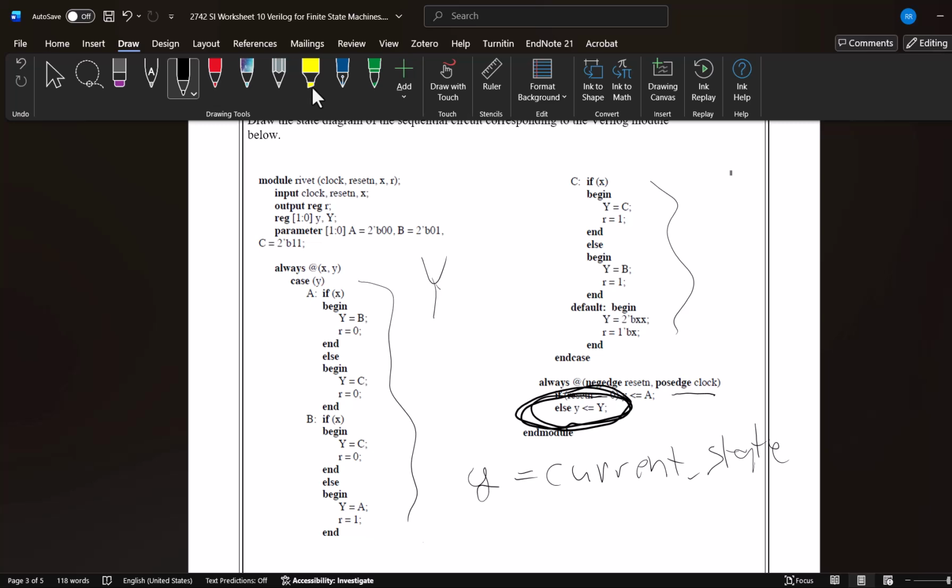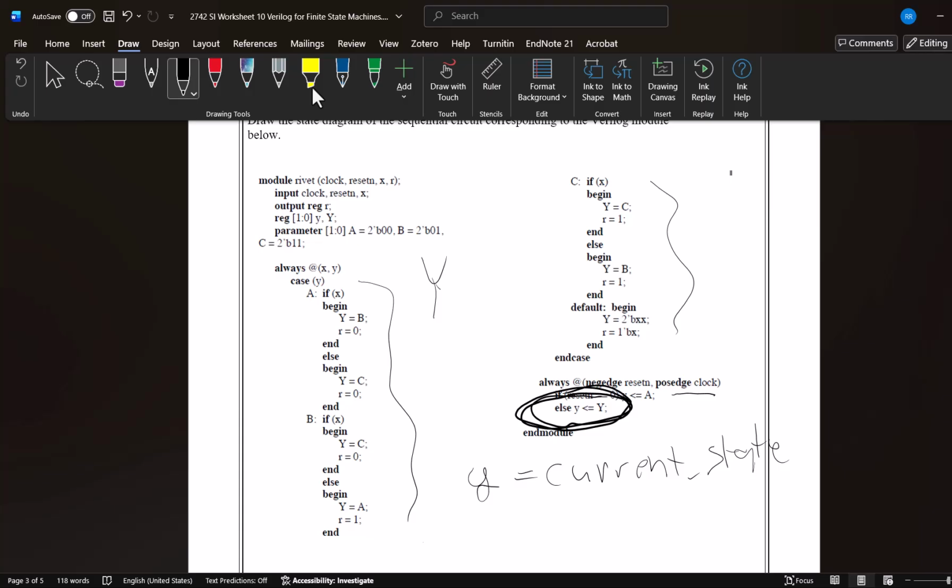If reset_n equals 0, y equals a, that's that block, that's it. Right. And you could have the positive edge clock in a separate always block. No, you couldn't. You couldn't do that because you cannot assign the same register value in two different always blocks.